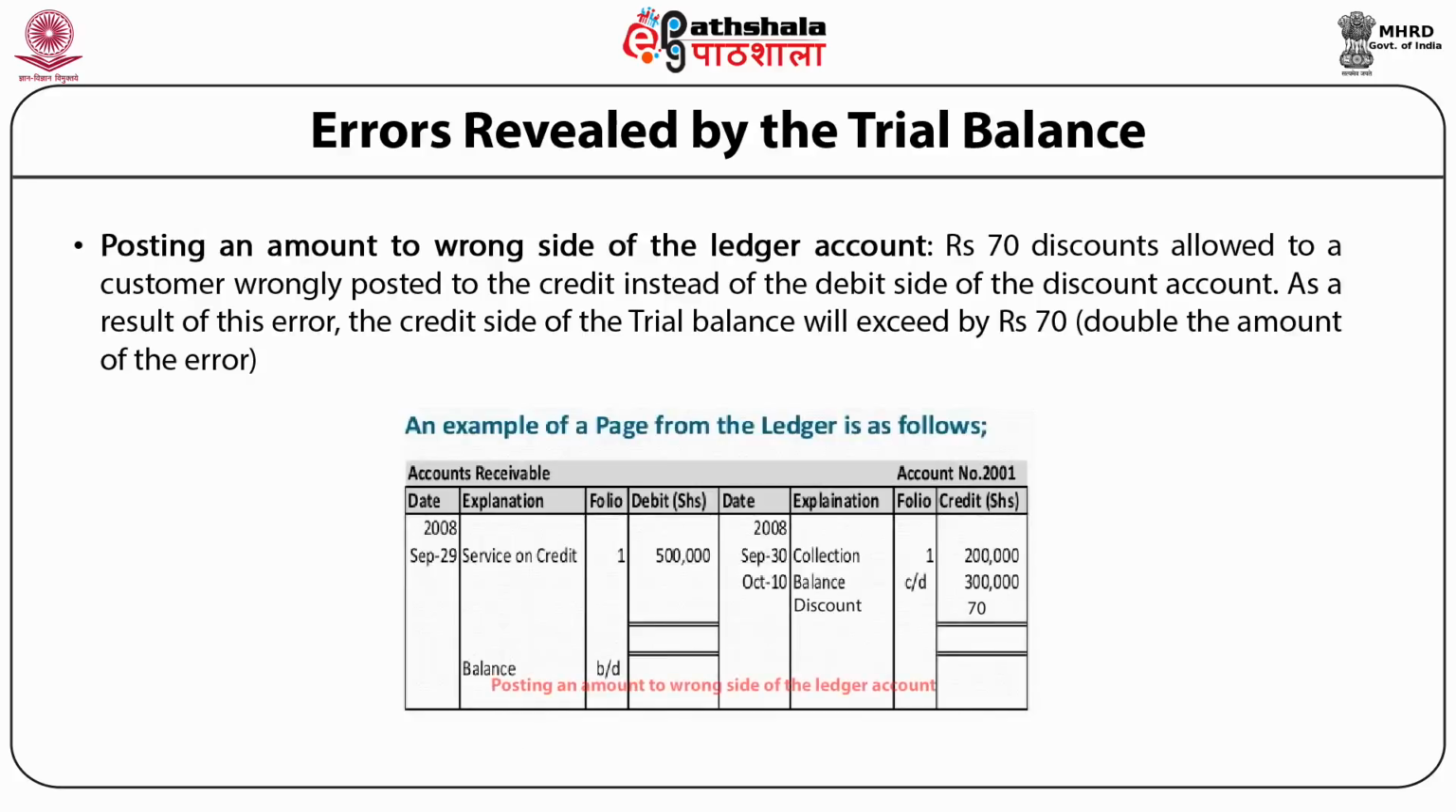Posting an amount to wrong side of the ledger account. For example, rupees 70 discount allowed to a customer wrongly posted to the credit instead of debit side of the discount account. As a result of this error, the credit side of trial balance will exceed by rupees 70.